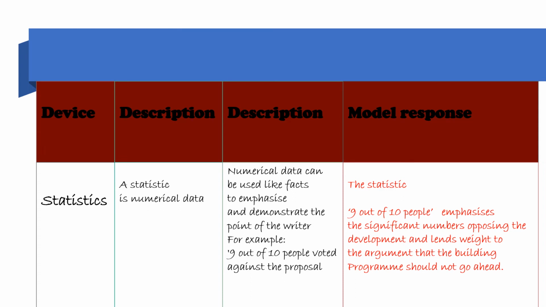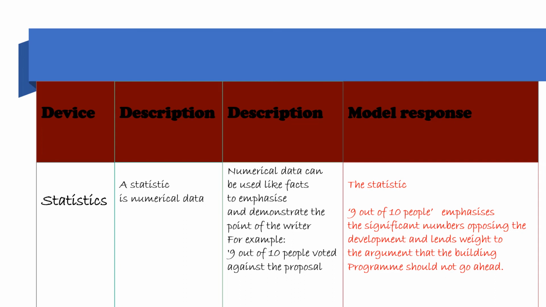So device number 3, statistics. What is statistics? Statistics is numerical data. It's almost close to a fact. Numerical data can be used like facts to emphasize and demonstrate the point of the writer. For example, 9 out of 10 people voted against the proposal.